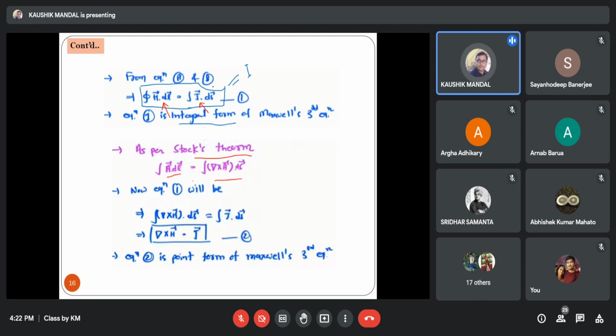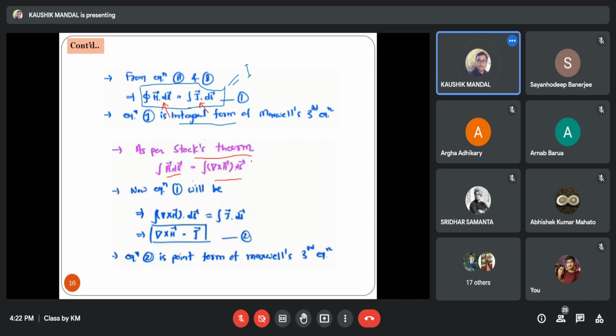So Stokes theorem gives us the relation between the line integral, or provides us the way we can convert the line integral into surface integral. So we'll go with the Stokes theorem. As per the Stokes theorem, the line integral of a vector is equal to the curl of the corresponding vector dot ds, that is the surface integral of curl of A.